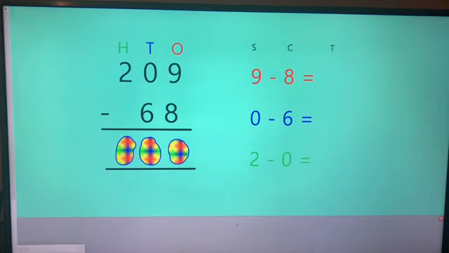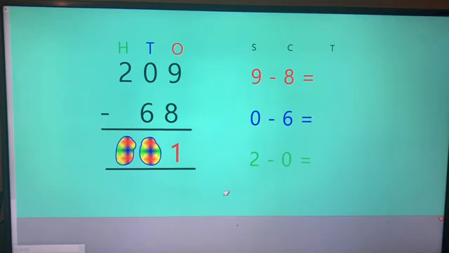Ready? 8, 7, 6, 5, 4, 3, 2, 1. Perfect, that one works well. We've got 1 in our ones column. So now we can move on to our tens column, the blue number sentence.